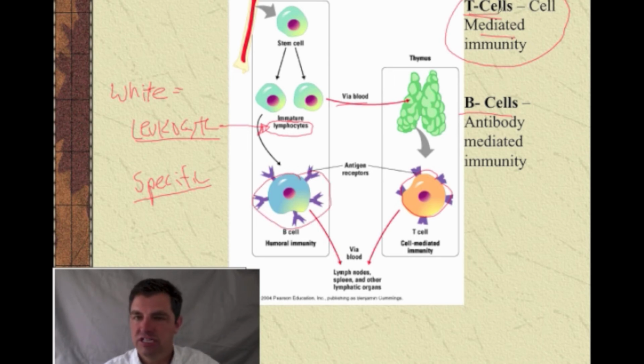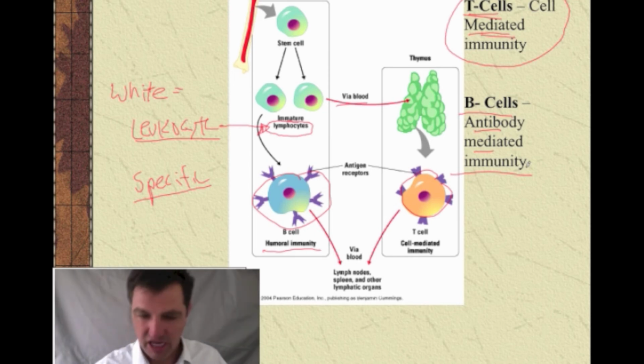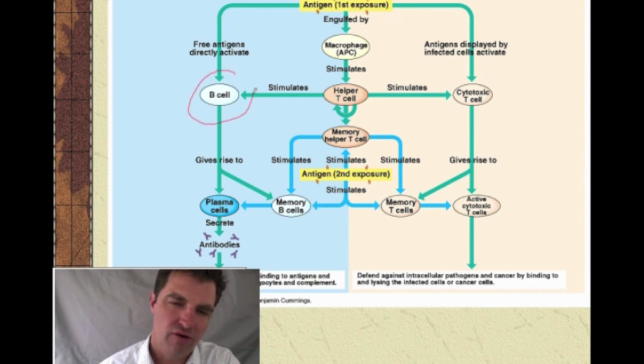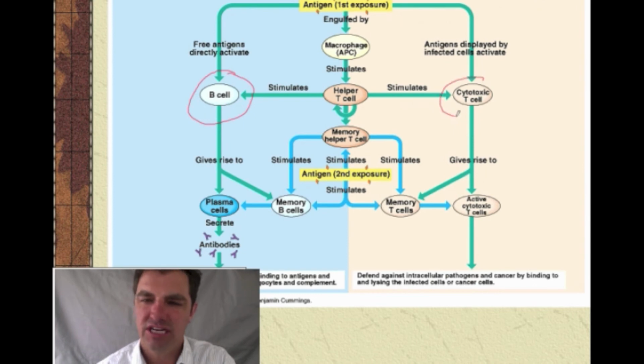So your T cells function in what's called cell-mediated immunity, and your B cells function in what's called either humoral immunity or antibody-mediated immunity. And I'll explain both of those here in a second. I want to point out, this is to show you the complexity of this. I'm going to show you what B cells can do and what T cells can do separately, but really you should get in your mind that it's a complex system where they interact.